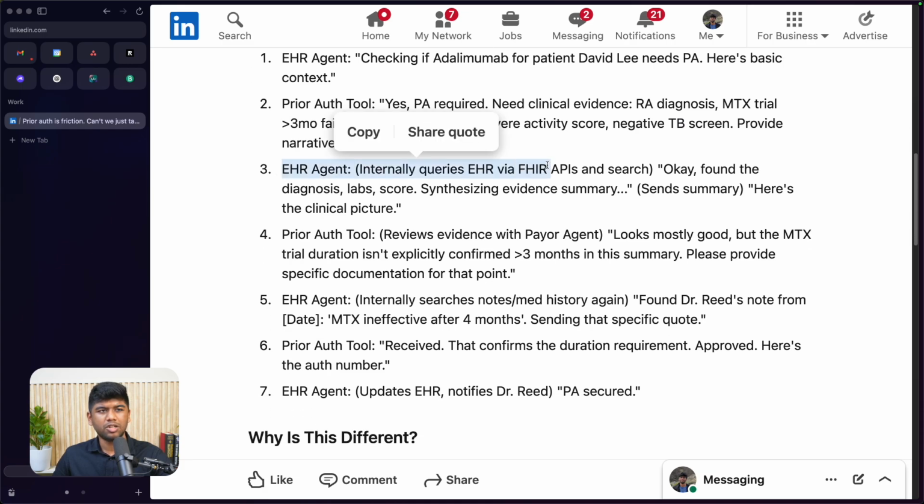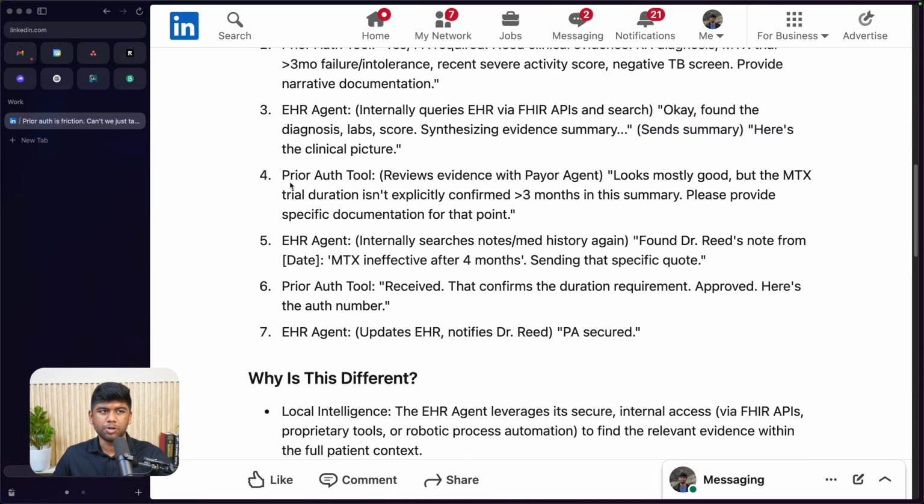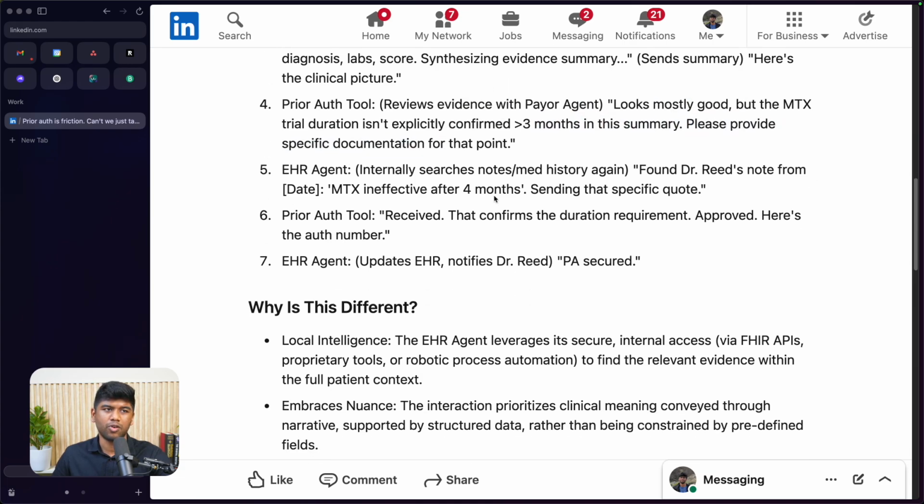And then the EHR agent goes again, okay, internally queries this and does whatever, this is MCP or FHIR or whatever it is. Okay, found all of this, synthesizing this summary, and then finally sends the summary. Here's the clinical picture. Then the prior auth tool, again from the payer side, reviews all of this, looks mostly good, but the MTX trial duration isn't explicitly confirmed as greater than 3 months in this summary. Please provide specific documentation for that point.